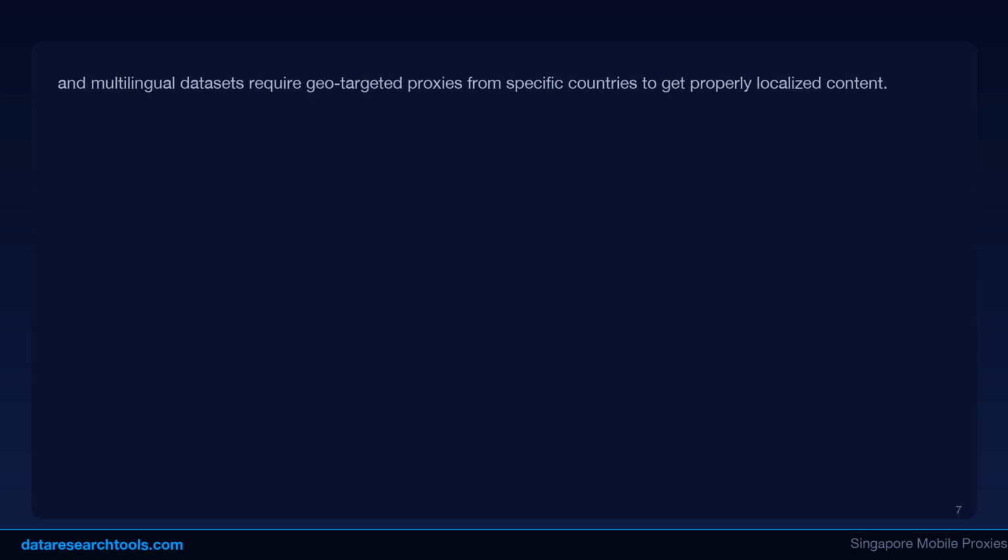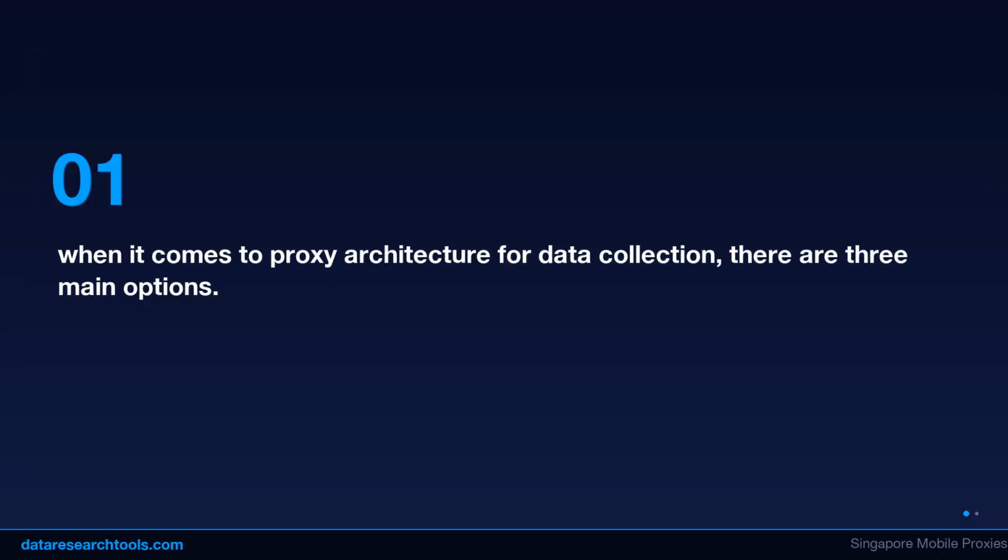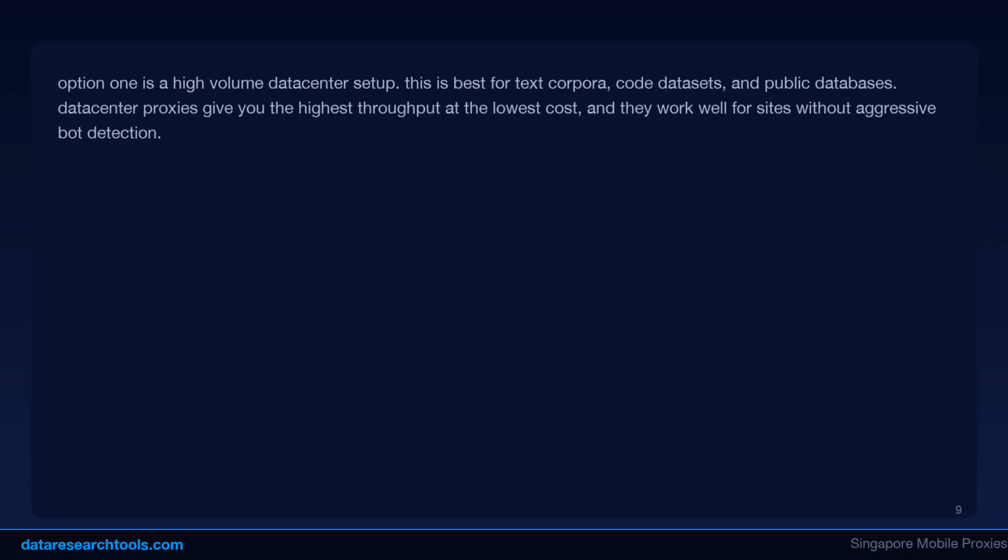Let's talk about choosing the right proxy type for ML data collection. Datacenter proxies work best for bulk text collection from less protected sites. They're the cheapest option at high volumes and offer the highest speeds. Residential proxies are essential for scraping protected platforms like social media, news sites, and e-commerce. They're harder to detect and block. Mobile proxies provide the highest trust level and work for collecting data from mobile-first platforms. And ISP proxies offer a balance between datacenter speed and residential trust.